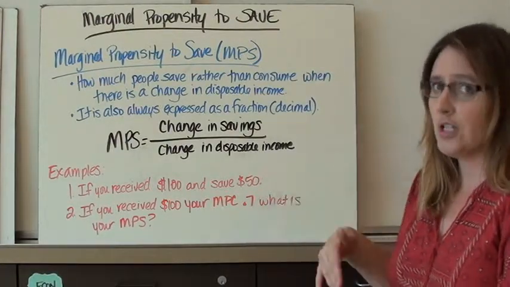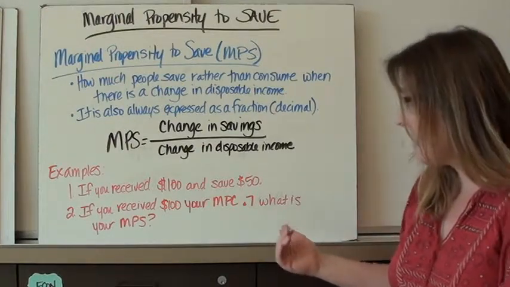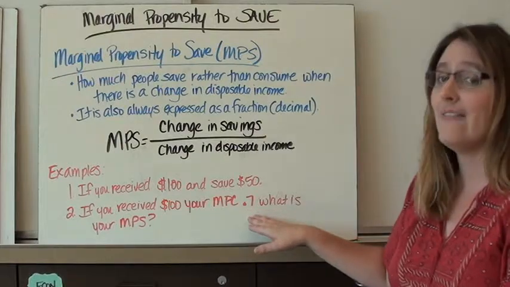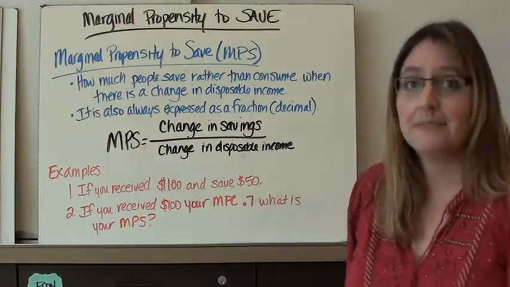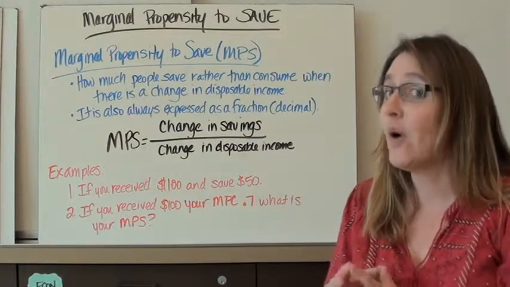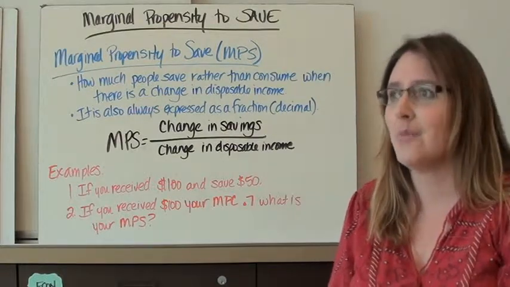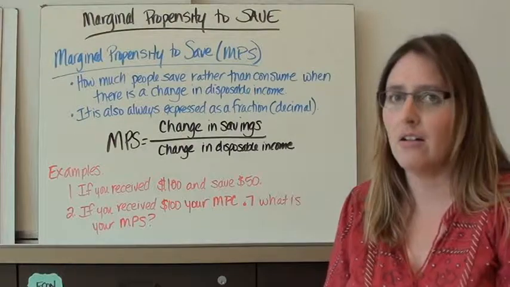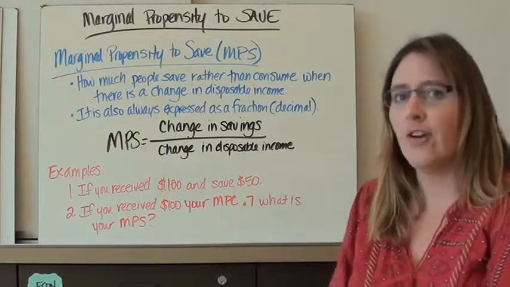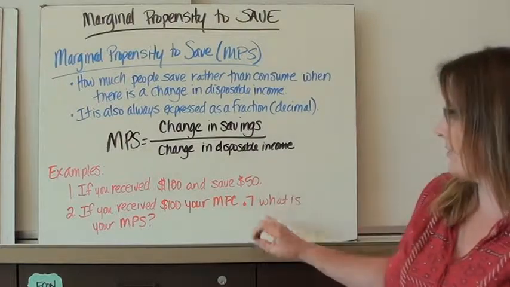Now the next question is, if you receive $100 and your MPC is 0.7, what is your MPS? That means if you have $100 and what you consume is 0.7, you spend $70 of the 100. What's left? $30. 30 divided by 100 is 0.3.